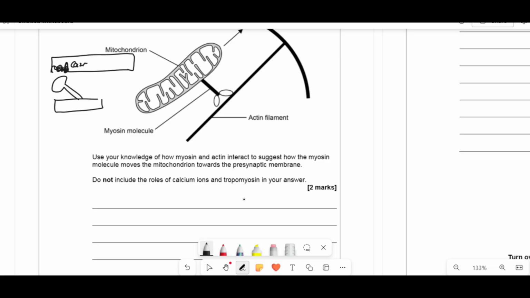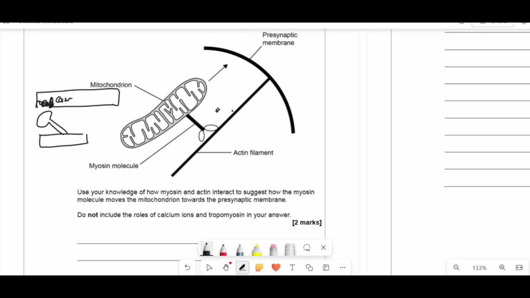That's what happens. Now, it says use your knowledge. Now, your knowledge says that actin only binds to myosin, and myosin only binds to actin, and drags it across. So we need to think about, using this diagram, how that would explain that. We can't say that the myosin's binding to here. That's not right. So what's happening is that the myosin will bind to the actin and do its power stroke.